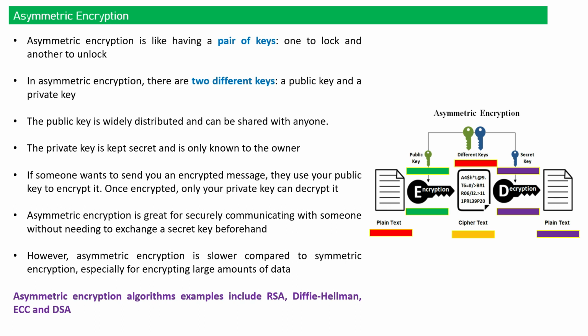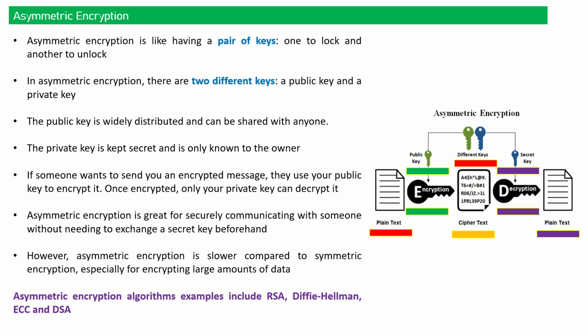In asymmetric encryption, there are two different keys, a public and a private key. The public key is widely distributed and can be shared with anyone. As the name makes clear, it is a public key designed for the public, so it can be distributed anywhere. The private key is kept secret and is only known to the owner. That means the private key has to be kept secret, because as the name says, it is private. It has to be secured privately with the owner of the particular server, website or organization.